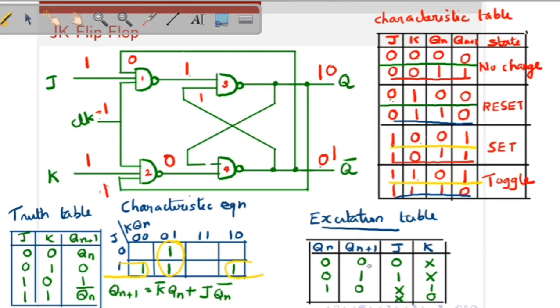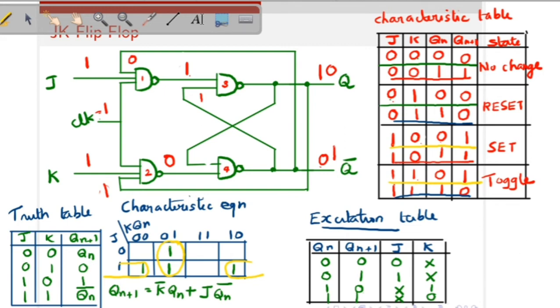Qn is equal to 0 and Qn plus 1 is equal to 0, then j is equal to 0, k is don't care. Qn is equal to 0 and Qn plus 1 is equal to 1, then j is equal to 1 and k is equal to don't care. Qn is equal to 1 and Qn plus 1 is equal to 0, then j is don't care and k is equal to 1. Then both are 1, Qn and Qn plus 1 is equal to 1, j is don't care and k is equal to 0.